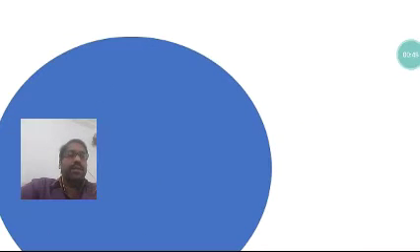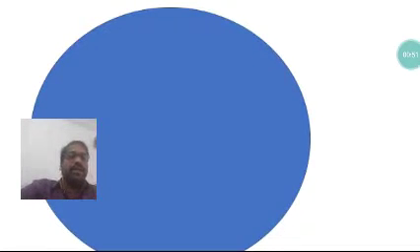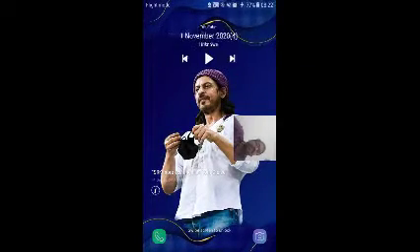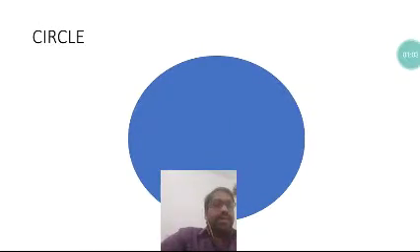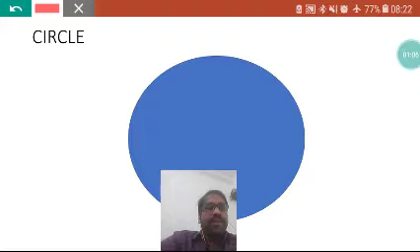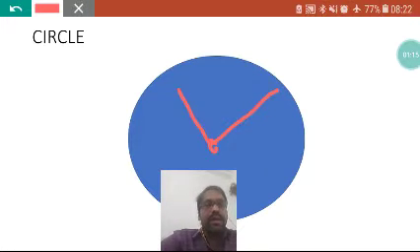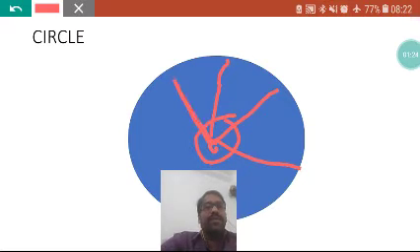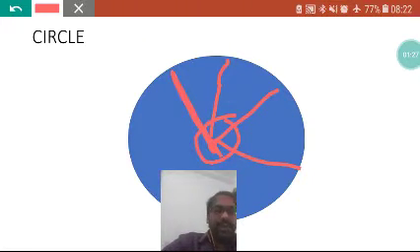This shape is called a circle. It is a shape made from a fixed point. Suppose this is the fixed point in the circle. From this fixed point, all these points will be equidistant. So this fixed point is called the center, and this distance from the fixed point is called the radius. Okay, this is the basic information of a circle.